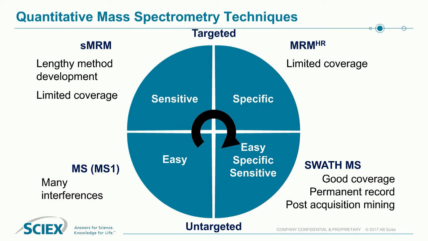The next part around the quadrant here is the MRM-HR. This suffers similarly to the scheduled MRMs in that it has limited coverage, but it has a much easier method development time. These are the most sensitive mass spec methods that you can have, and will offer you sub-ppm quantitative methods for many proteins and allow you to do internal standard and absolute quantitation methods for them.